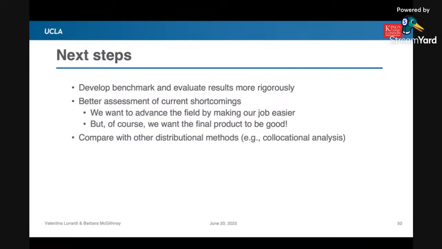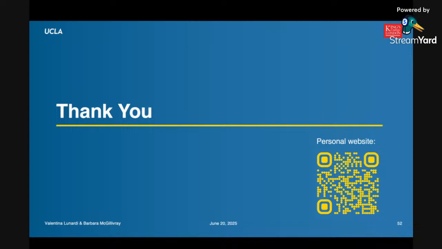So yeah, some next steps for me are obviously to try and develop some benchmark and evaluate these results that we've looked at qualitatively a bit more rigorously, and try and assess the shortcomings that we've seen. Obviously, it's ideal to advance the field by making the job easier for us, but it's also important that the final product is good. So refinement of technology is also important. Eventually, I want to look into some slightly simpler distributional methods as well, like collocational analysis, but that's something for another day. So thank you.